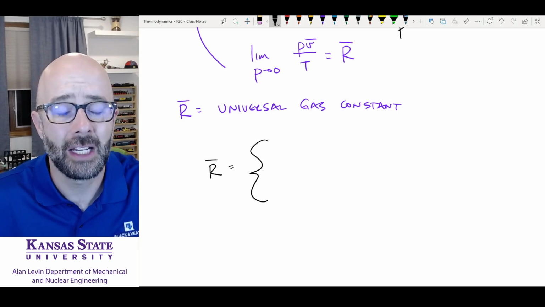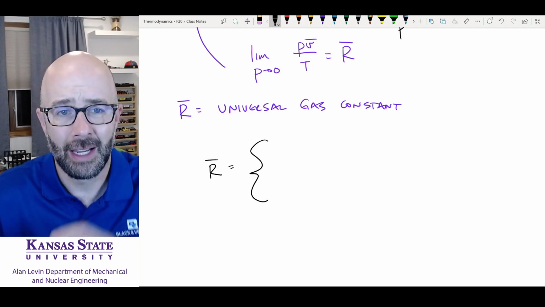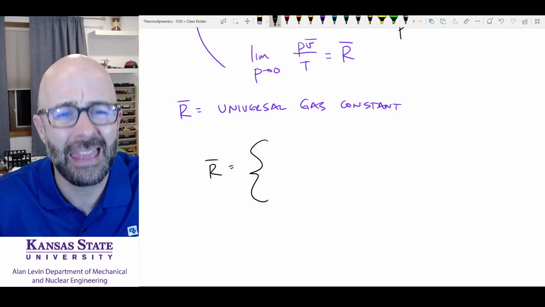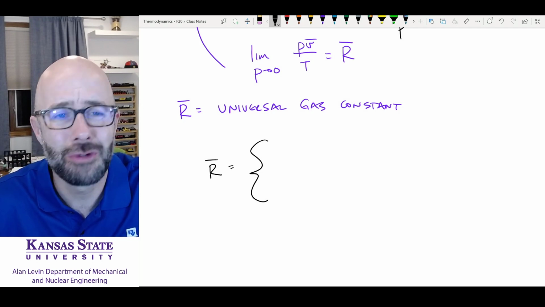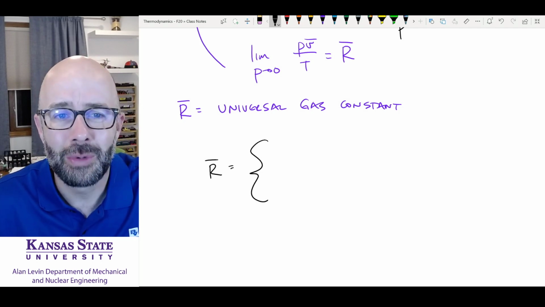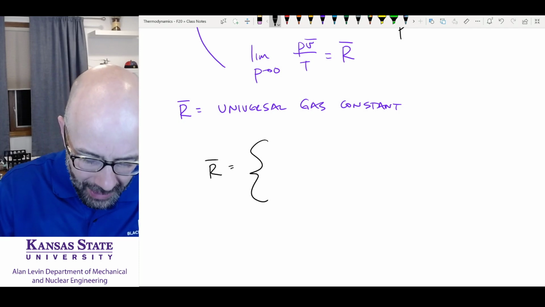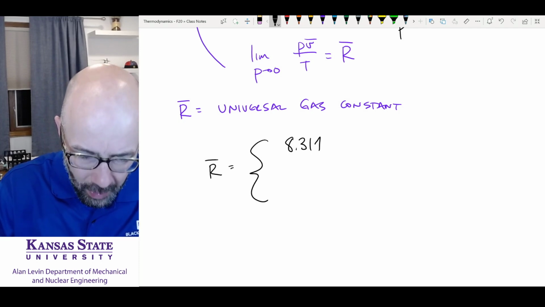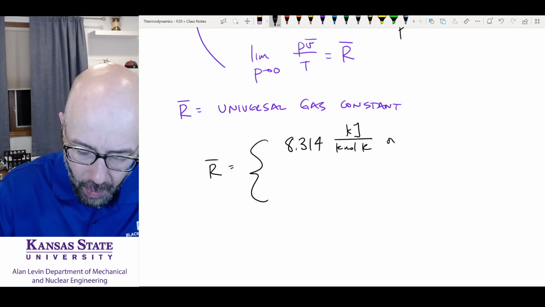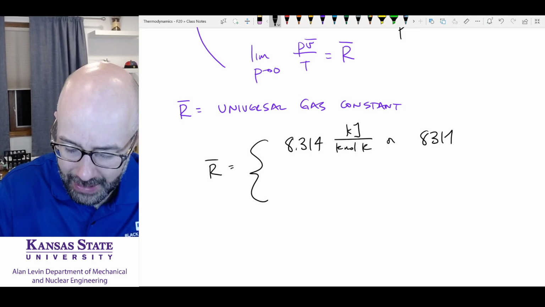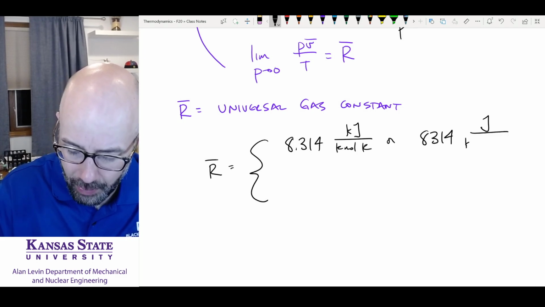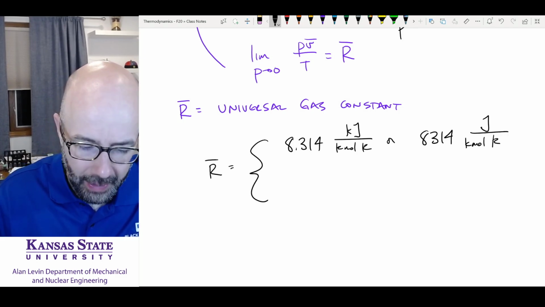But you can find it in your constants and conversions. You don't have to have it memorized, but I think by the end of the semester, you will have it memorized because we'll use it so darn much. It's going to be 8.314 kilojoules per kilomole Kelvin, or 8,314 joules per kilomole Kelvin.